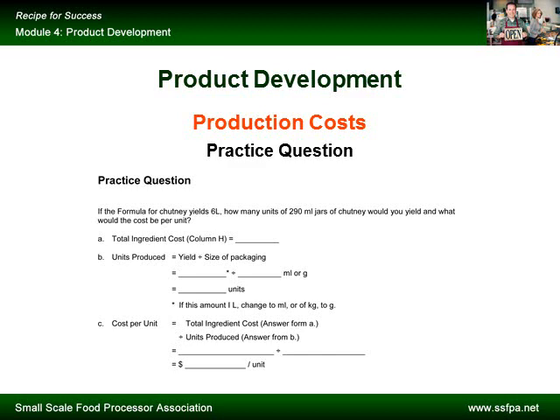To ensure that you understand the costing formula, the following is a practice question for you to try and see if you understand how to determine the number of units produced. Please press pause now and complete the practice question. And then download worksheet 11 titled Apple Cobbler Ingredient Costs and complete the table to ensure you understand how to determine ingredient costing.